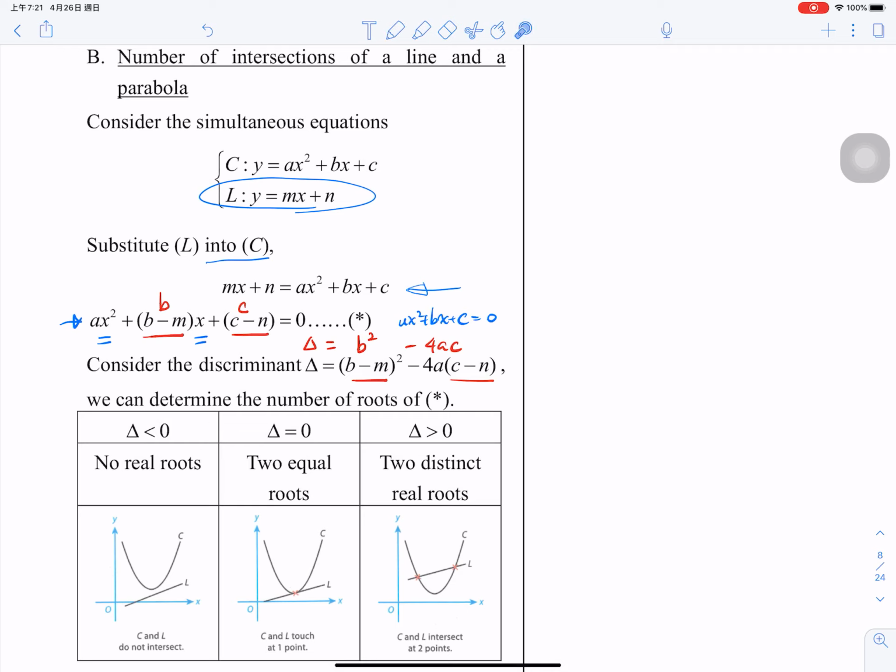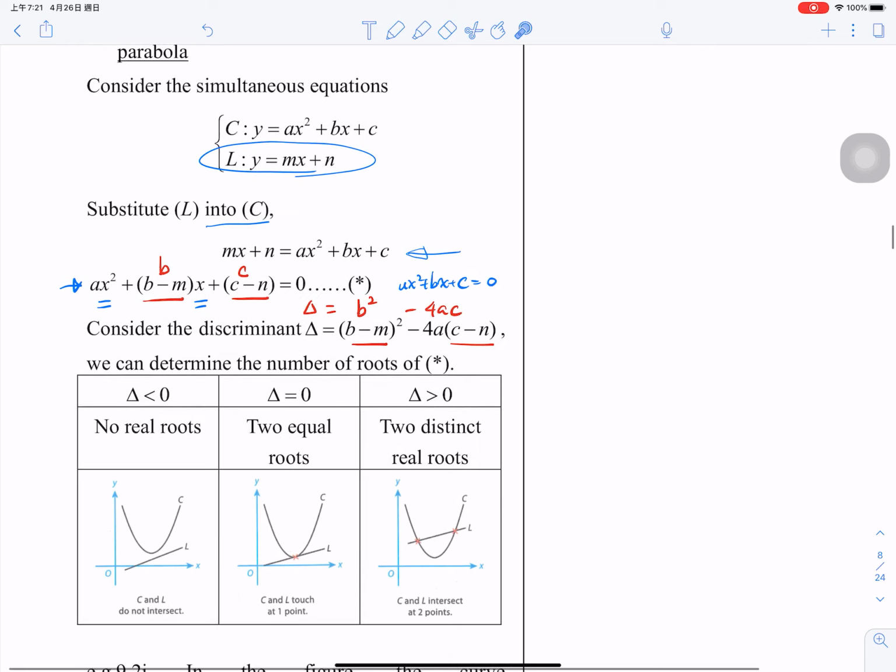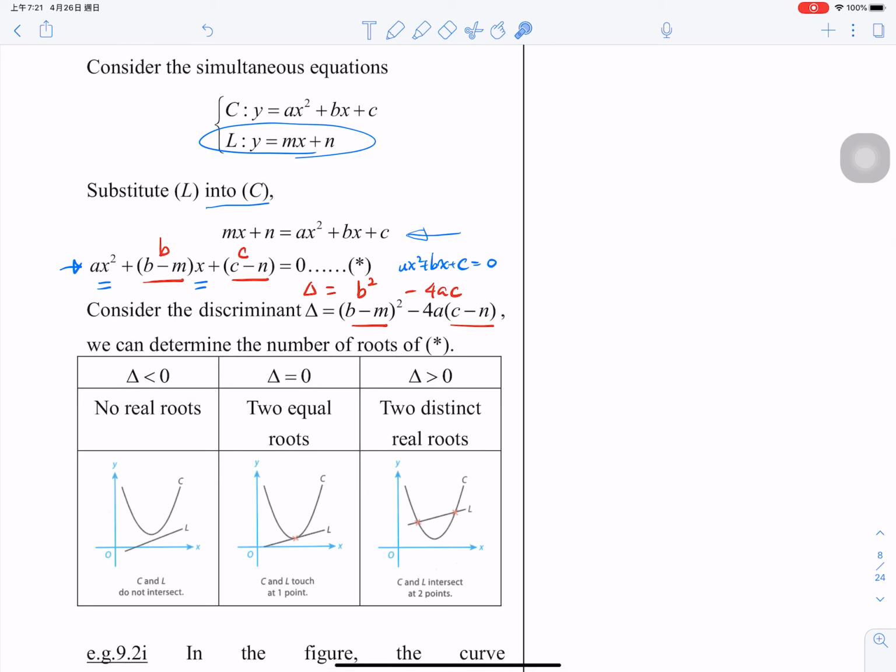When delta is smaller than 0, that means no real roots. Delta equals to 0, that means 2 equal roots. Delta greater than 0, that means 2 distinct real roots. Right? So what does no real roots mean? No real roots means here C and L do not intersect each other.